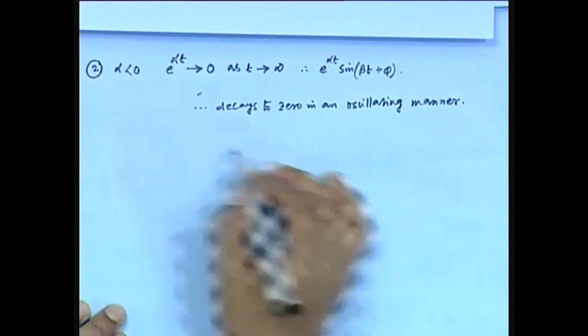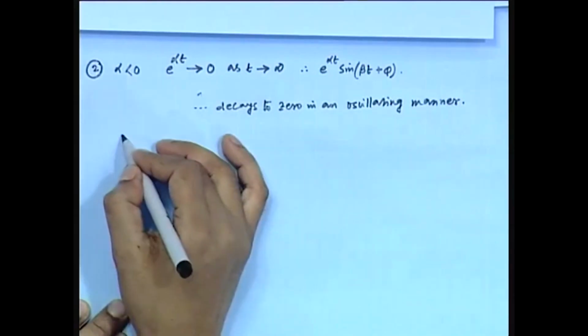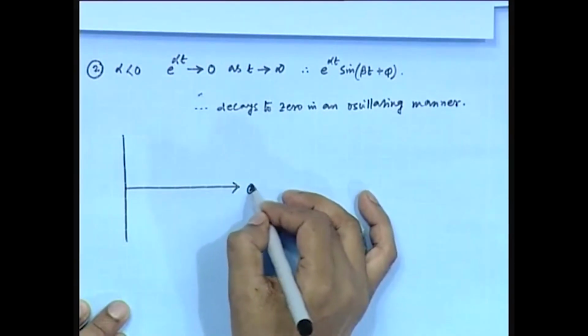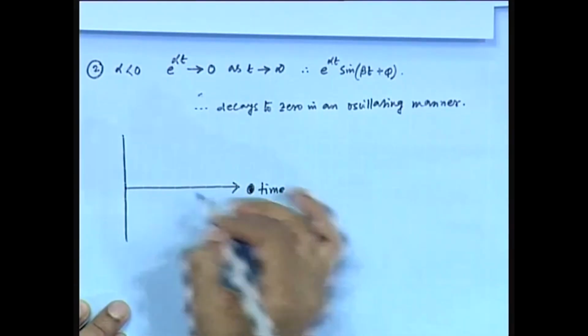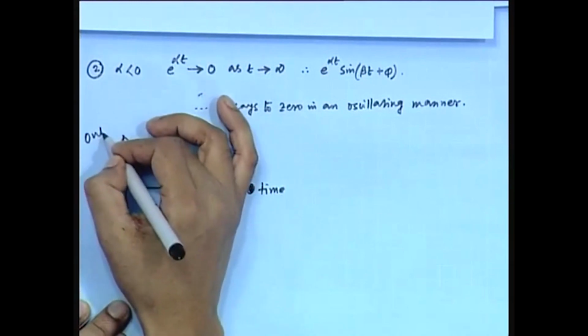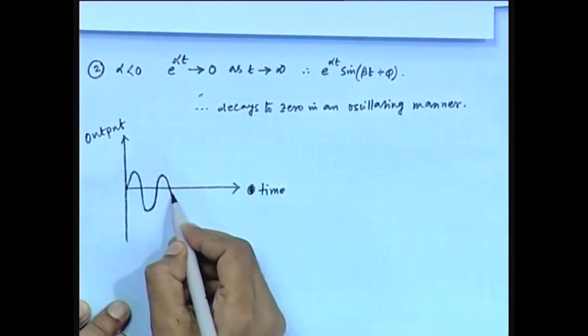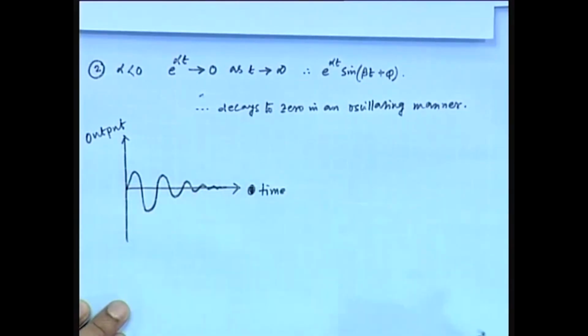The graphical representation is like this. This is the time, this is the output, so it is gradually stabilizing. I mean the process is coming back to the original state, fine.